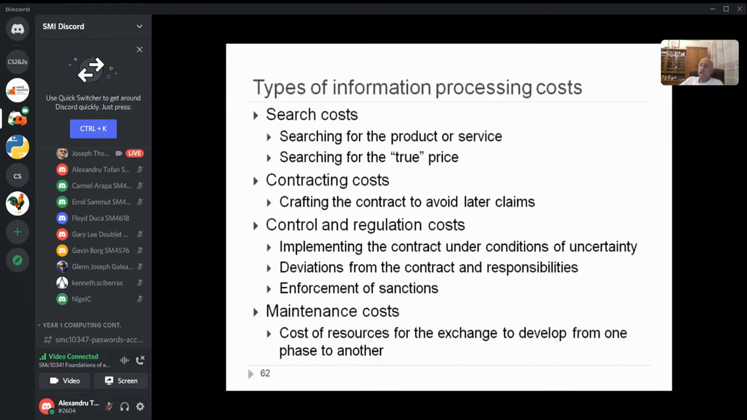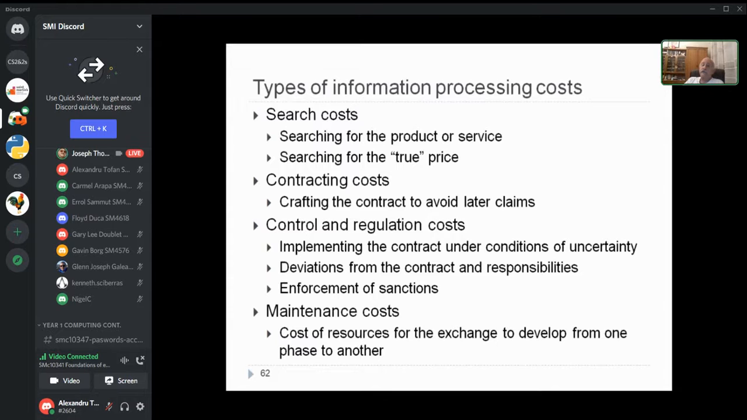Right? So, a lot of costs go into crafting that contract. The third type of cost are control and regulation costs: implementing the contract under conditions of uncertainty. If there is litigation between supplier and customer, we need to interpret that contract. We need to implement that contract. We need to take the supplier to court, for example.